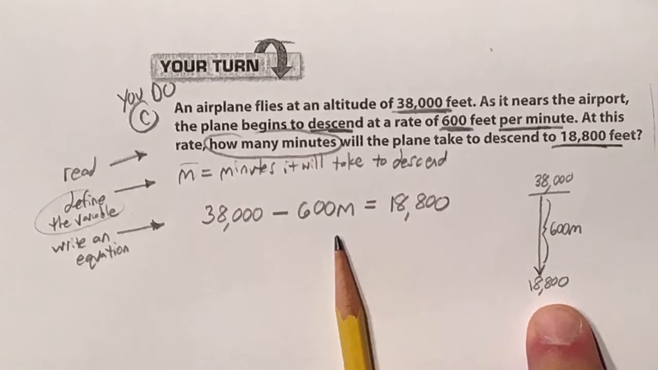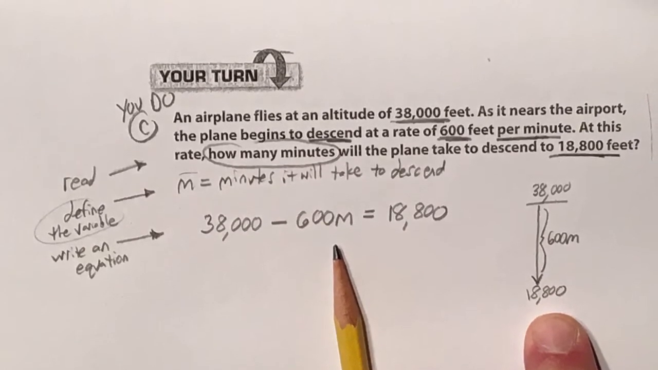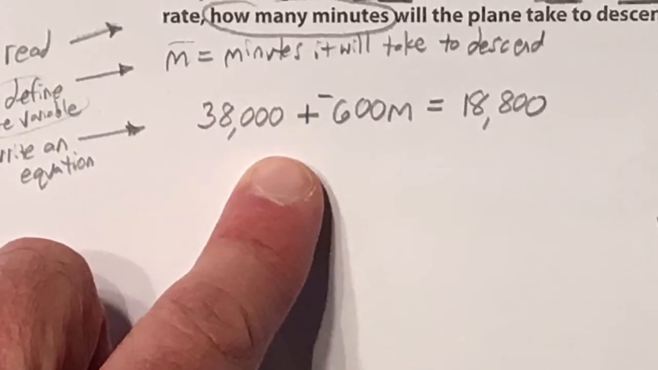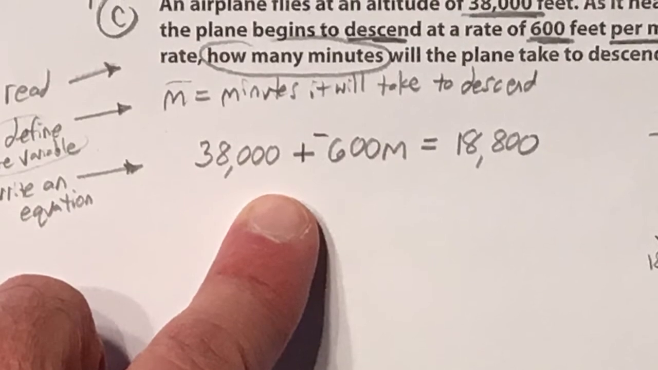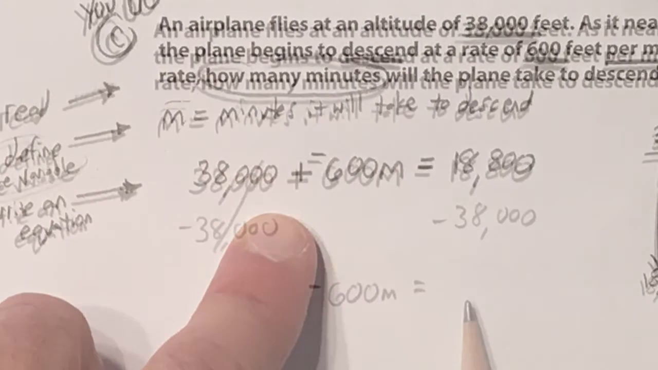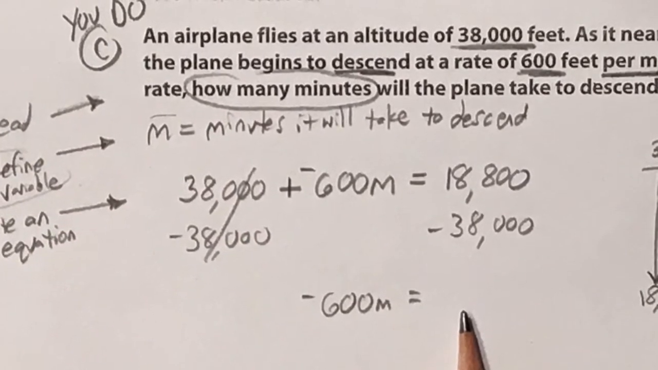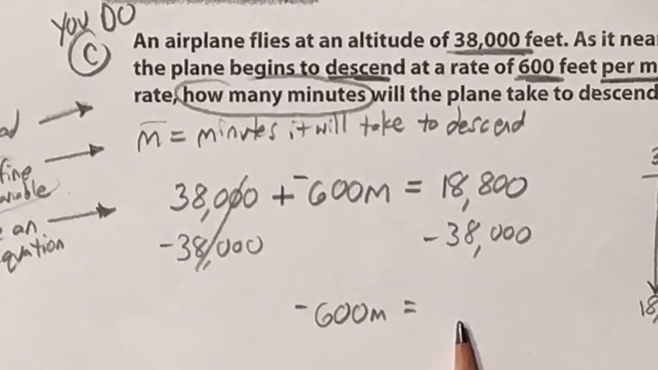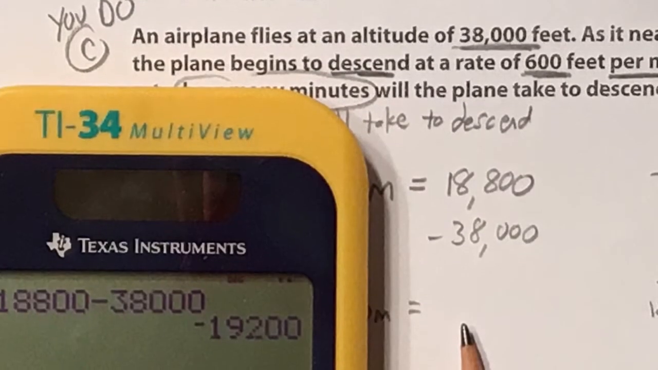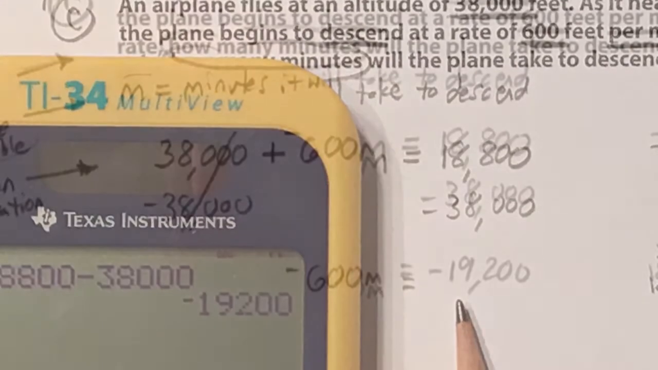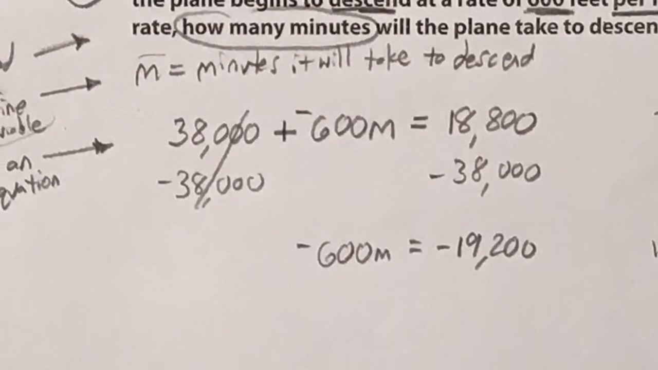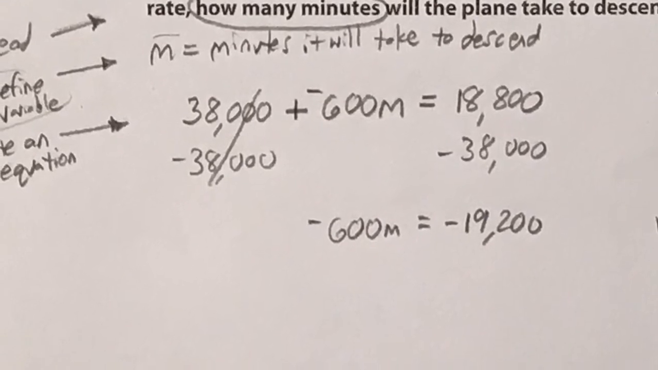I've drawn a picture to illustrate what has happened. And to get the variable by itself, I changed the subtraction to adding the opposite. Then I got rid of the 38,000 by subtracting 38,000 from both sides. And on the left side, I have negative 600 times m remaining. And when we subtract 18,800 minus 38,000, we end up with negative 19,200 on the right-hand side.